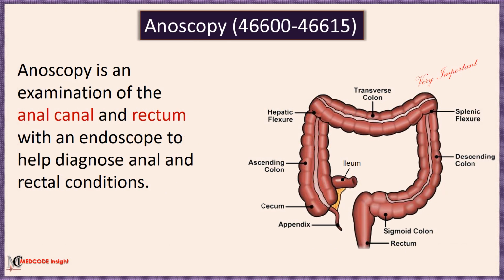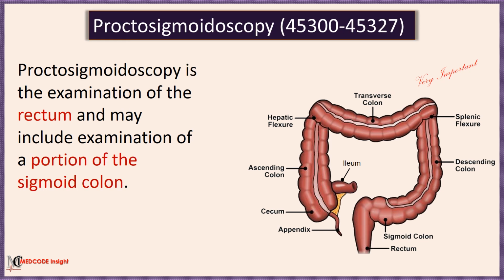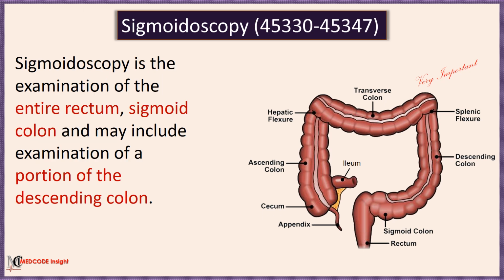Anoscopy is an examination of the anal canal and rectum with an endoscope to help diagnose anal and rectal conditions. Proctosigmoidoscopy is the examination of the rectum and may include examination of a portion of the sigmoid colon. Sigmoidoscopy is the examination of the entire rectum and sigmoid colon, and may include examination of a portion of the descending colon.